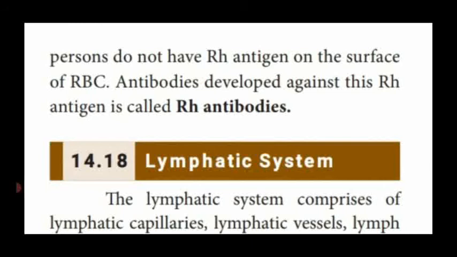Antibodies developed against this RH antigen are known as RH antibodies. This is another type of antigen which is present in the outer membrane of the RBC. It is not common in all human beings. Only some persons, rare persons, have this kind of antigen on the surface of the RBC cell membrane. It is divided into two, RH plus and RH minus.